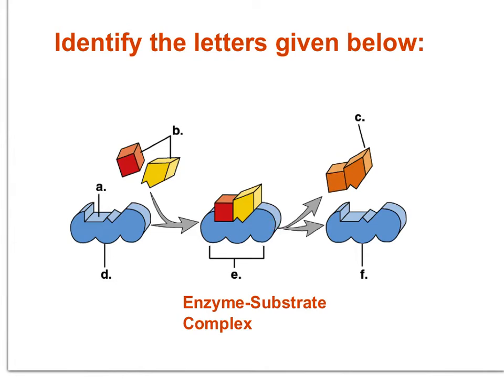The enzyme has positioned the substrates close together, facilitating the formation of a chemical bond. This is how the enzyme lowers the activation energy of the reaction. C is the product of the reaction, and the enzyme F is ready to repeat the process.